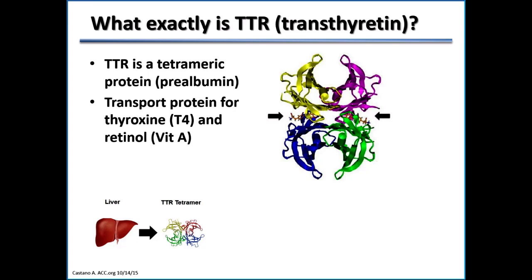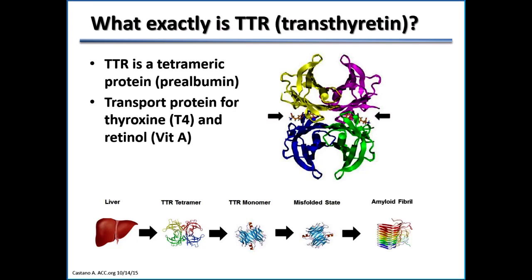Normally, it acts as a transfer protein in the body. It transports thyroxine at the binding sites that the arrows are pointing to, as well as retinol. And as long as it stays as this nice folded tetramer here, it acts the way it should as a transfer protein. However, the problem becomes when it dissociates into a monomer. And this can happen because of a number of different factors. It will deposit in various tissues and cause the clinical syndrome of amyloid.